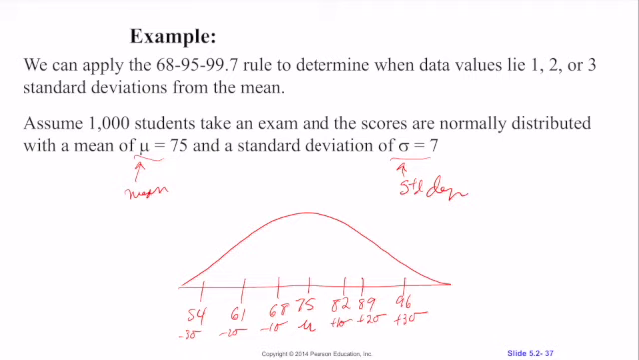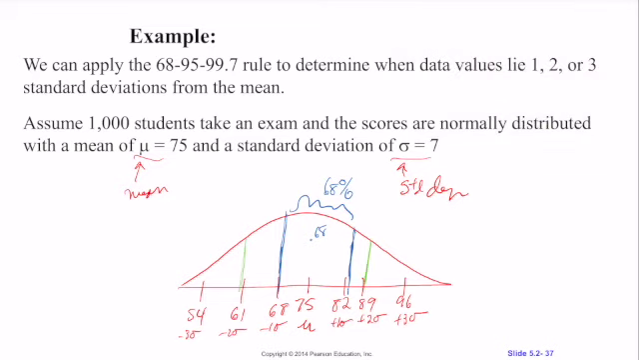So here I have my normal distribution. Within the first, let me use a different color for clarity. Within the first standard deviation, this area under the curve is 0.68 because it contains 68% of the data. So this area right here is 0.68.